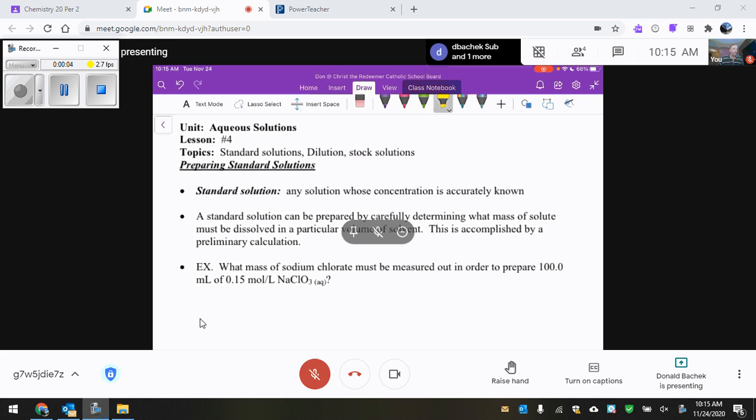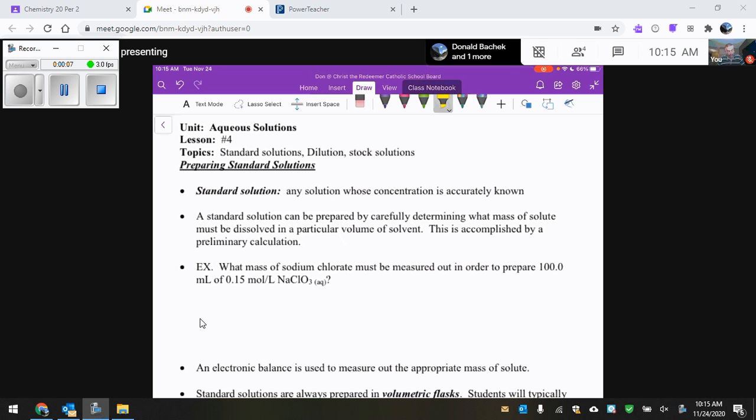So yeah, yesterday we talked about standard solutions, and again, I told you before, we're not going to talk about dilution or stock solutions. That's in the next lesson. We're going to do that right away here. But we talked a little bit about standard solutions, and remember, just by definition, a standard solution is any solution whose concentration is accurately known. Why is it accurately known? Well, because we either made it or somebody made it, but we know exactly how much solute is in how much solvent. Usually, obviously, water, but could be something else.